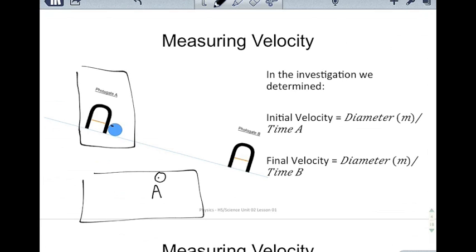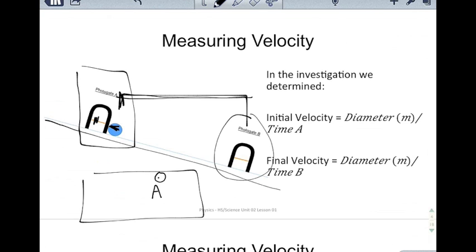You take the diameter of the object that breaks the laser, because remember, a photogate works by having a laser that comes across. Whenever you break that laser, that starts the timer, and when the laser is allowed to reform, that stops the timer. So we can calculate the initial velocity as the diameter of the marble, or whatever broke the laser, divided by that time. We can do the same thing at a second point and ask, what's the velocity here? In the first lab, we saw that the velocity was the same between two points. But in this lab, as we move down the ramp, the velocity definitely changes.